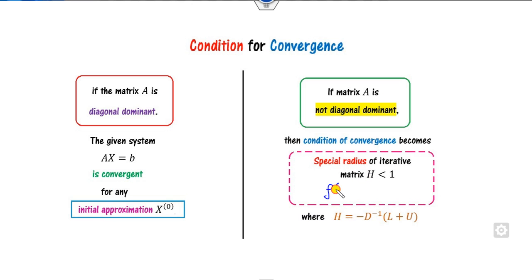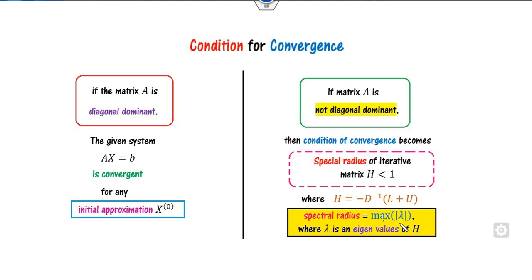Spectral radius is denoted by rho of the matrix H. This H is called the iterative matrix, because we are talking about the Jacobi method. So this is called the Jacobi iterative matrix. Then we can take the H. Well, how can you find the spectral radius? Spectral radius is nothing but the maximum absolute eigenvalue of this.